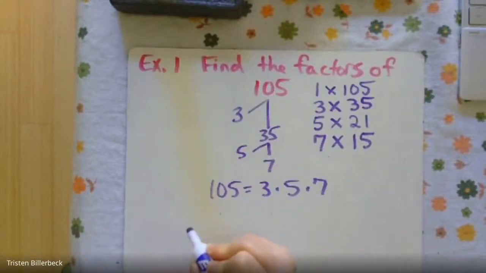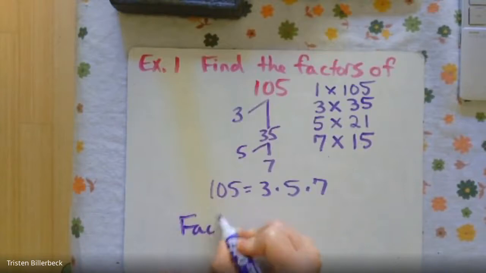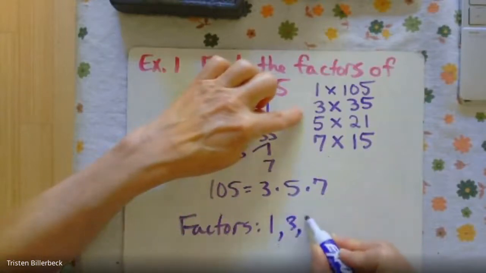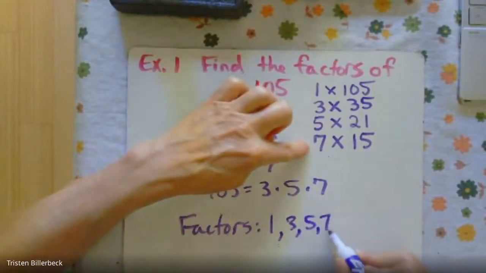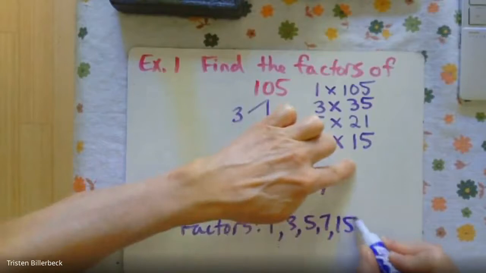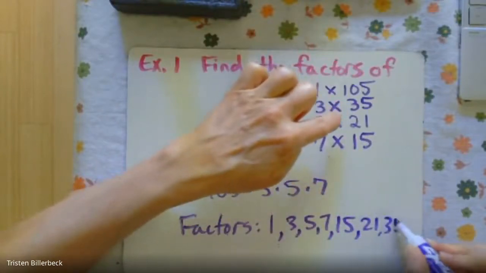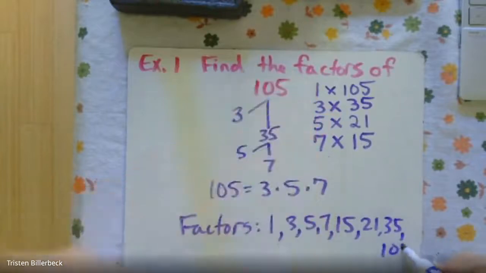All right, so the factors then of this will be 1, 3, 5, 7, 15, 21, 35, and 105. And those are all factors of 105.